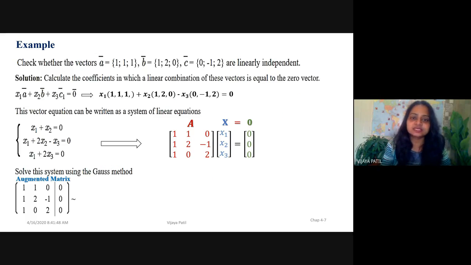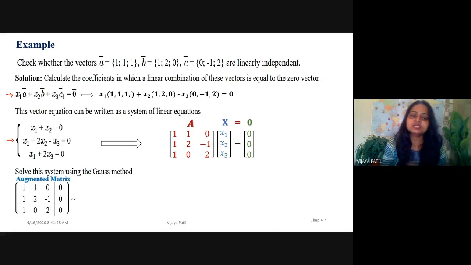Let us go for another example. Again, my question is to check whether the vectors are linearly independent. The things I told you for the previous example, this step is the same as the previous one. Then this is also the same.